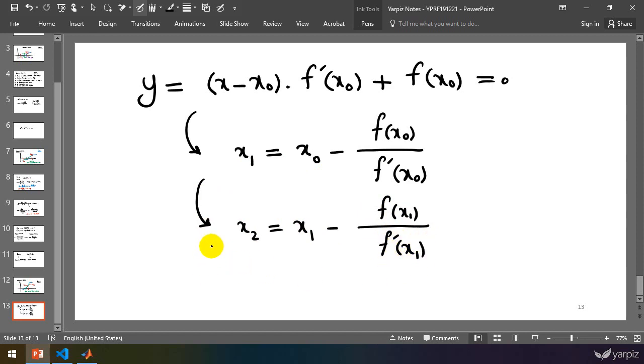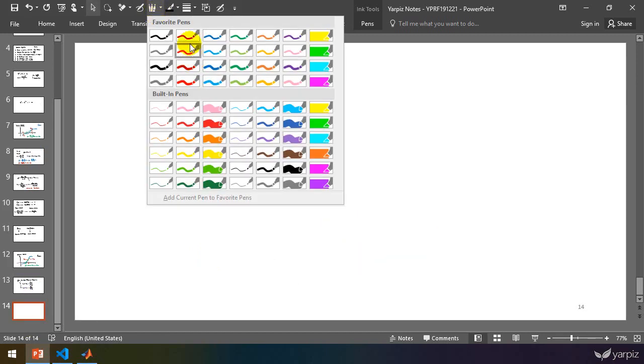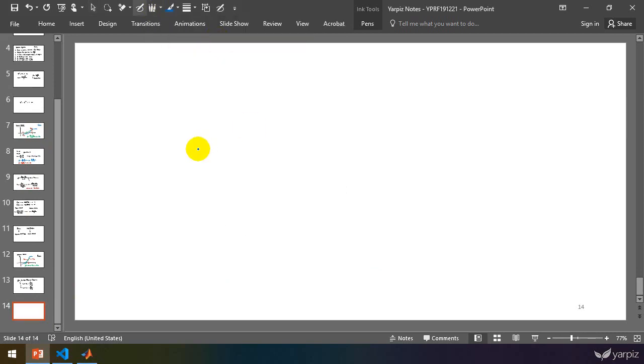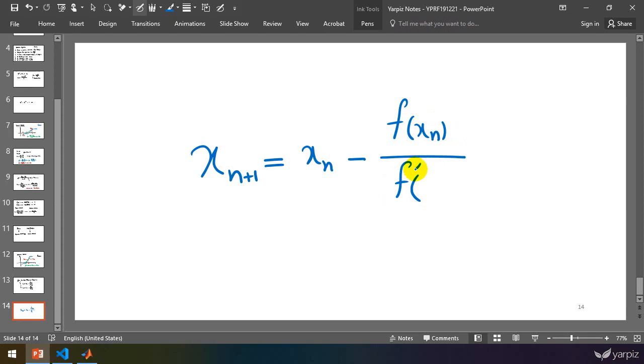And we can convert this to a general equation, a recurrence relation in this form: x(n+1) equals xn, the previous guess, minus f(xn) divided by f'(xn). And that's the recursive equation of Newton's method for finding new guesses based on the old one. That's the core equation of Newton's method.